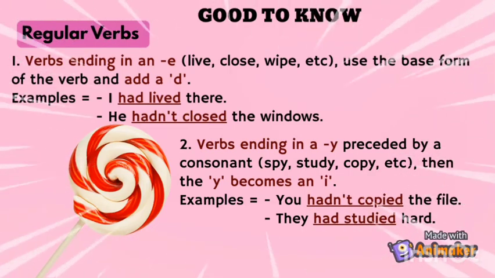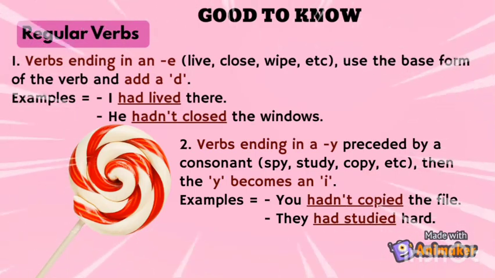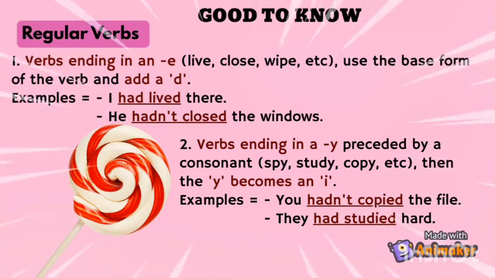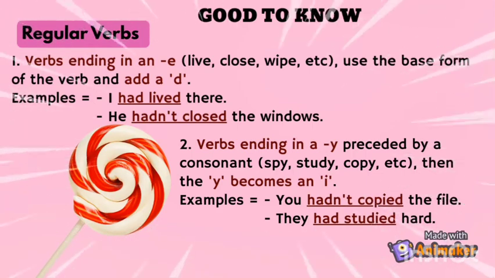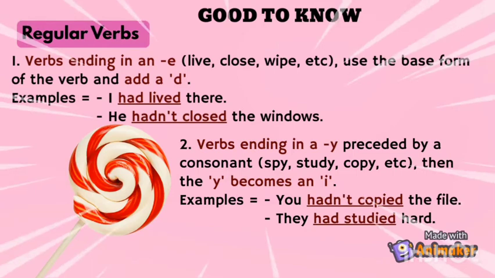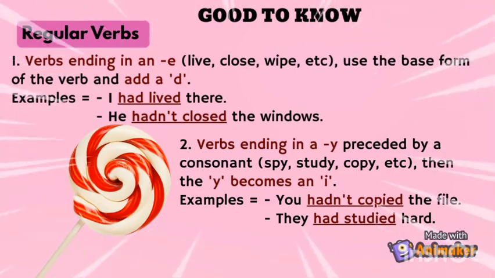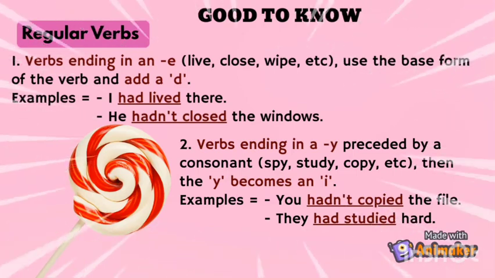2. Verbs ending in a Y, especially those preceded by a consonant such as spy, study, copy, then the Y here becomes an I. For example, you hadn't copied the file. They had studied hard.